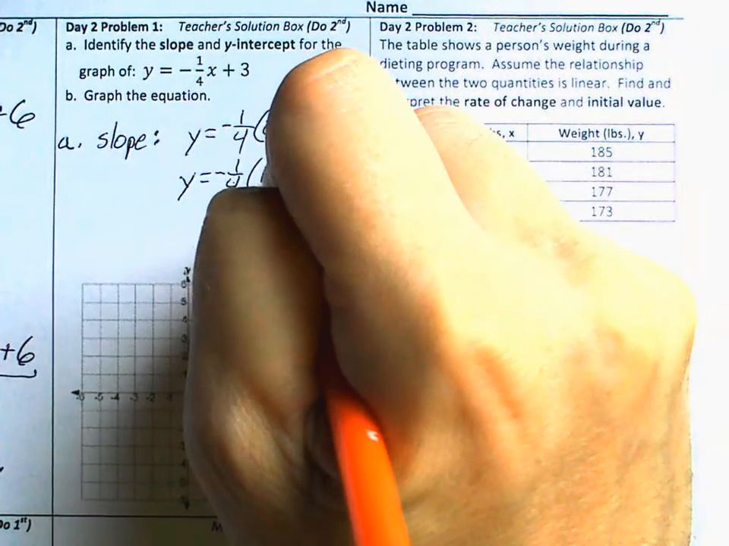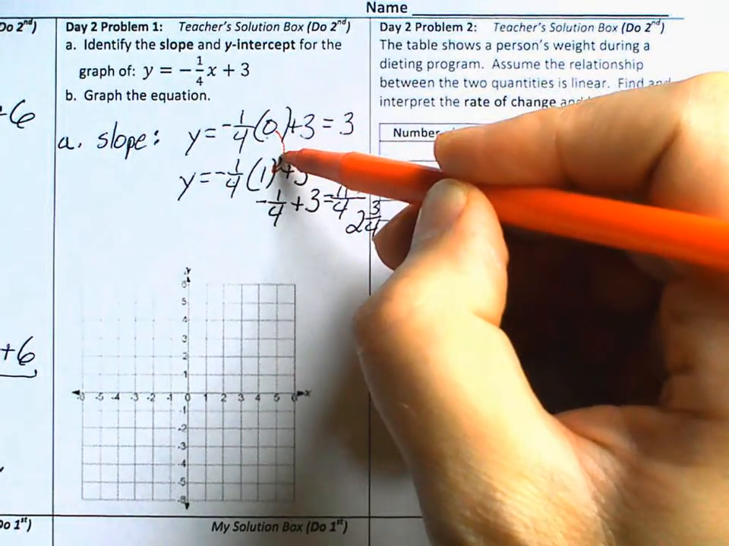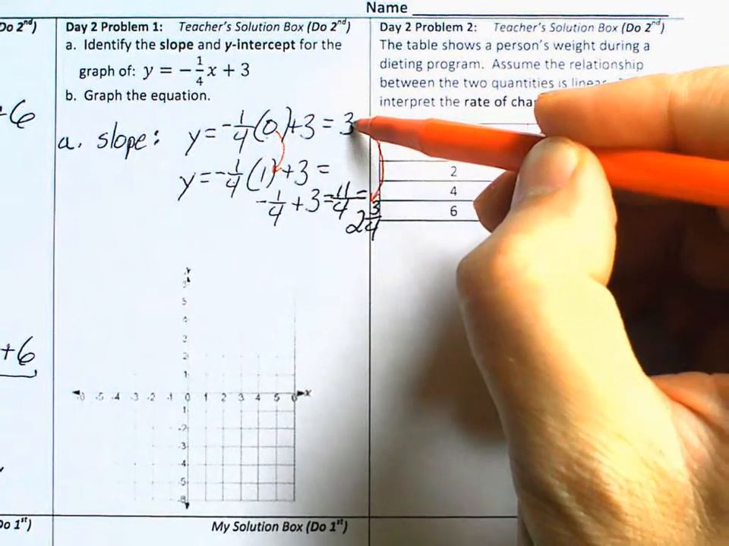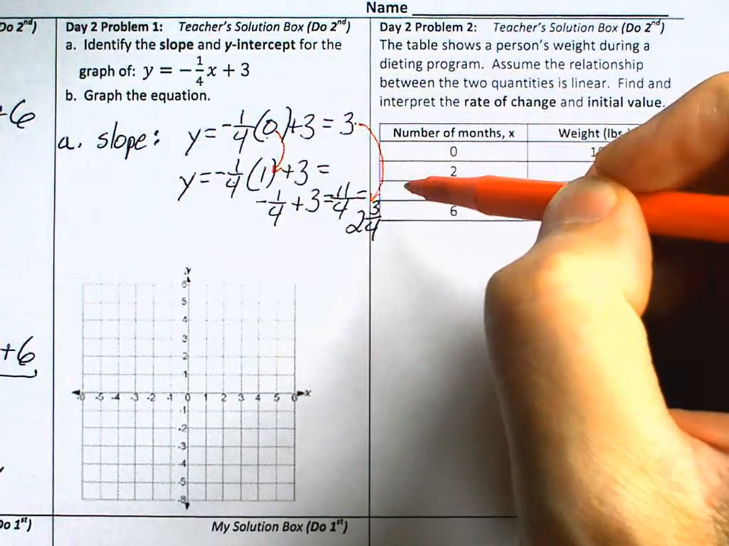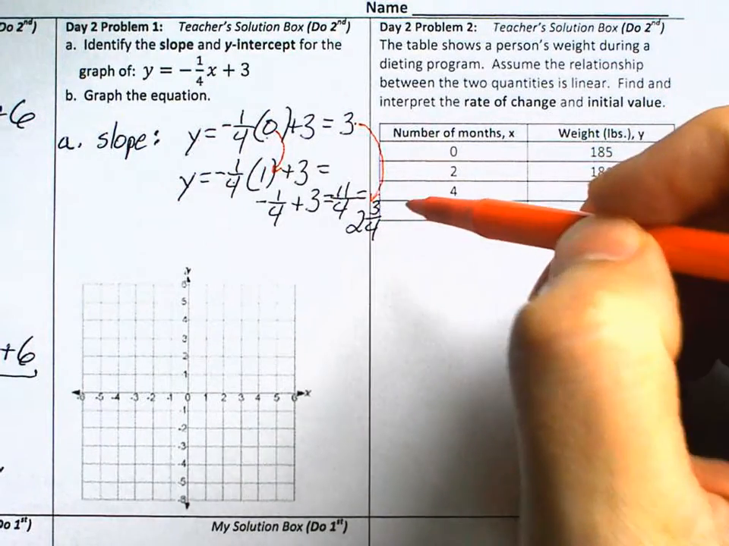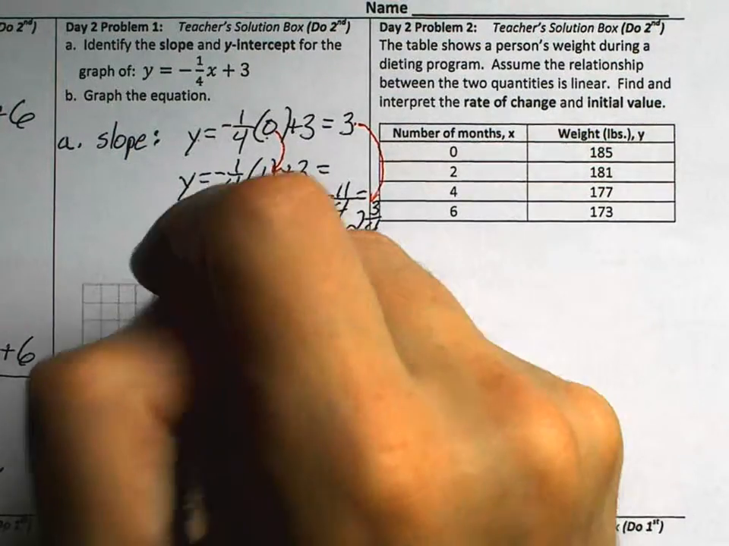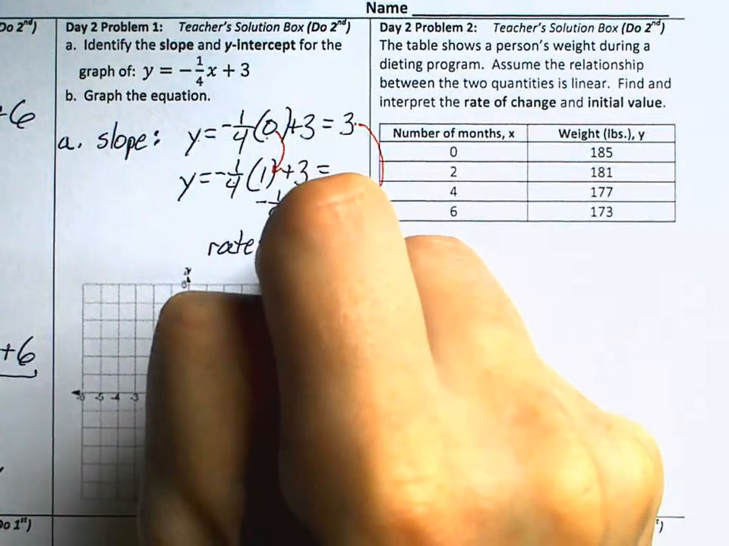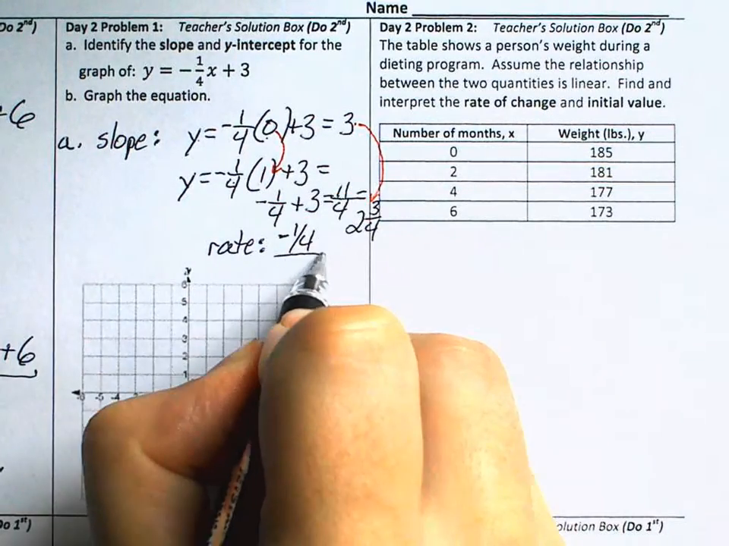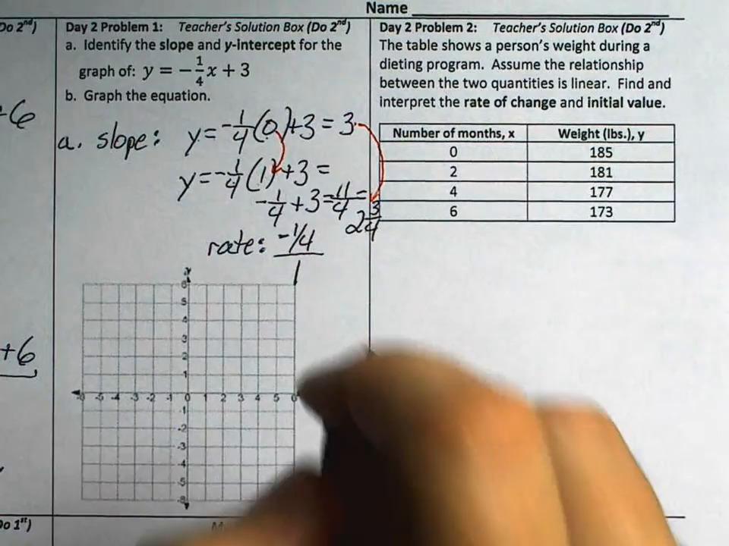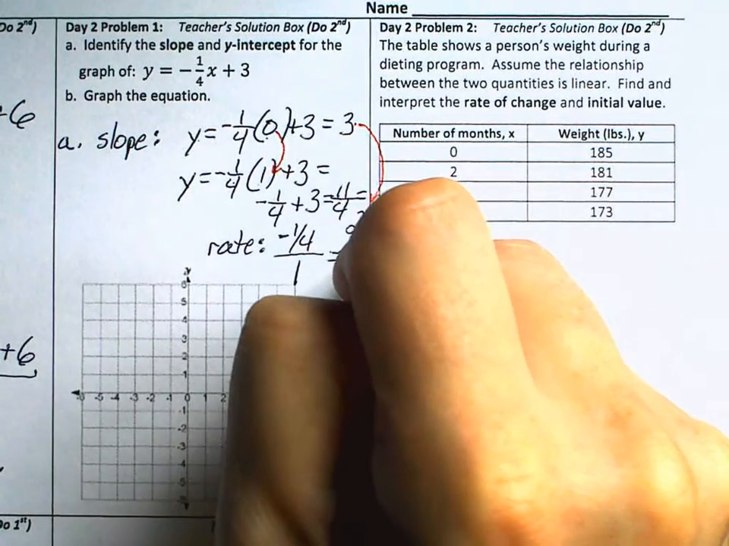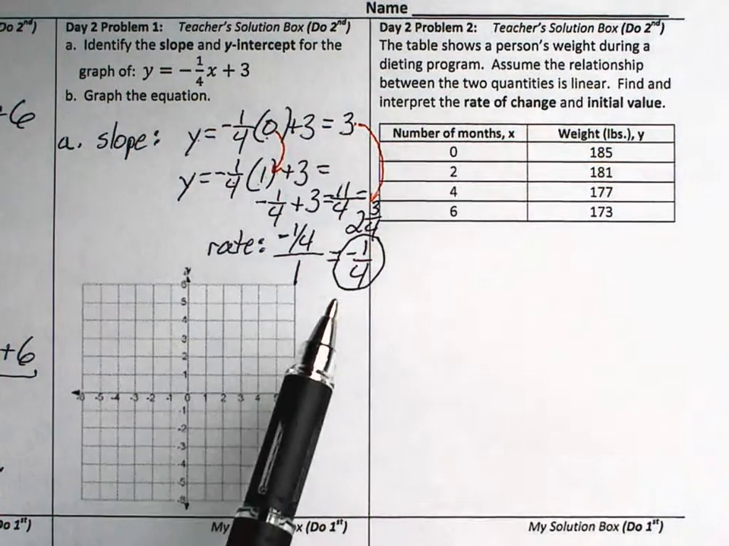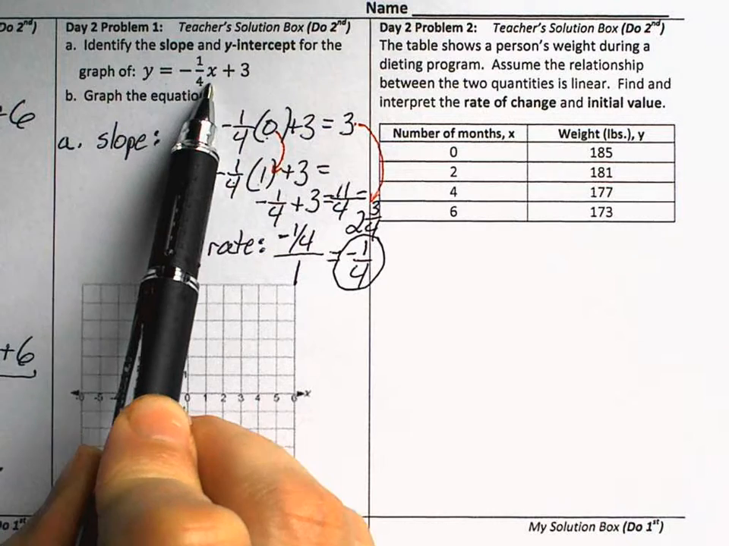When the x has increased by 1 unit, look what happened to y. It changed from 3 to 2 and 3/4. It has decreased by 1/4, and that could be written as a rate. The y value decreased by 1/4 when the x value increased by 1. And this reduces to just negative 1/4. So there's our slope.